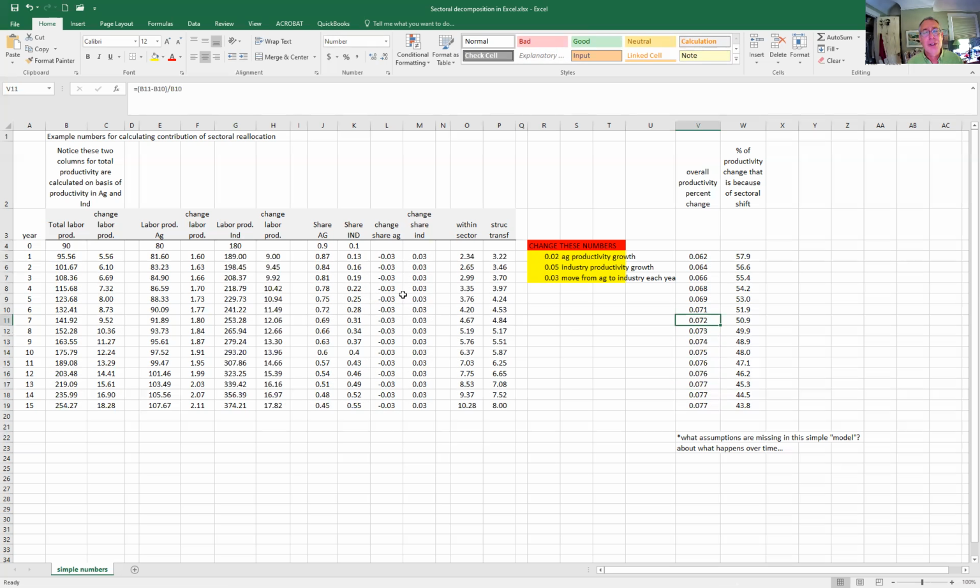And our little model says that's really feasible if we can have industrial productivity growth at 5% a year, and we can have 3% of the population moving out of ag every year into cities. There are, of course, a lot of challenges to doing that, but it's certainly feasible, as China showed.